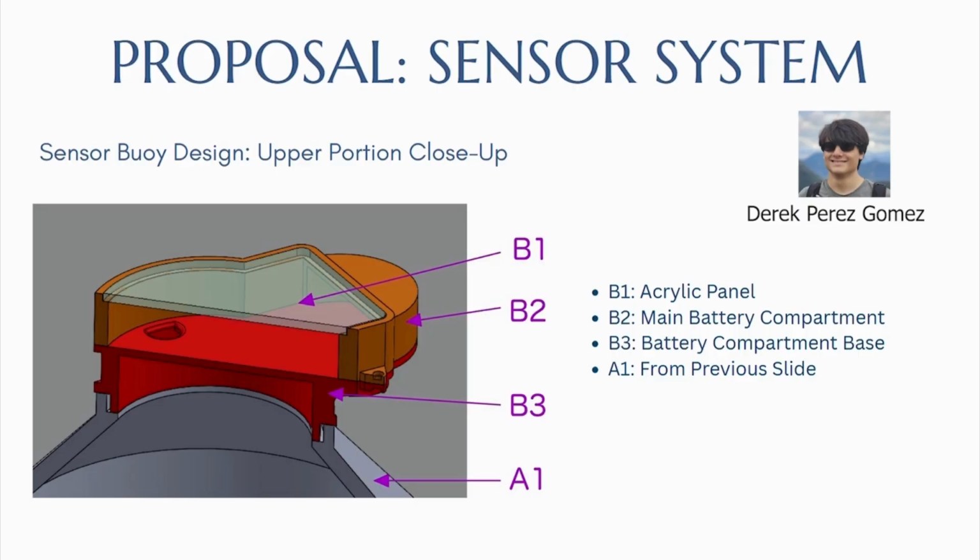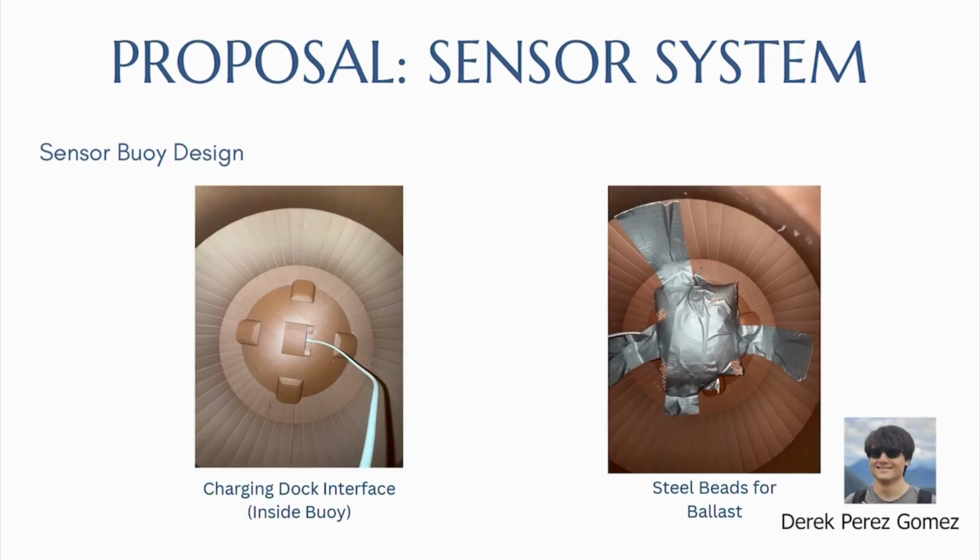which houses the battery. At the top, a clear acrylic panel allows sunlight to reach the solar power bank. This setup ensures continuous charging of the system and keeps the electronics safely enclosed. Finally, here's the internal layout. On the left, the charging dock is secured in place using a slide lock with dovetail joints. On the right, we added a bag of steel beads taped above the dock. This added weight lowers the center of mass, giving the buoy self-righting stability, even in waves.